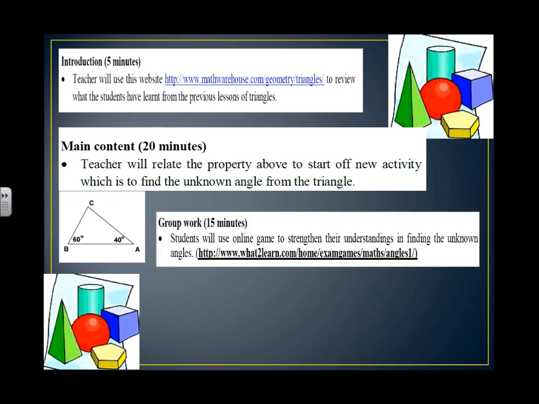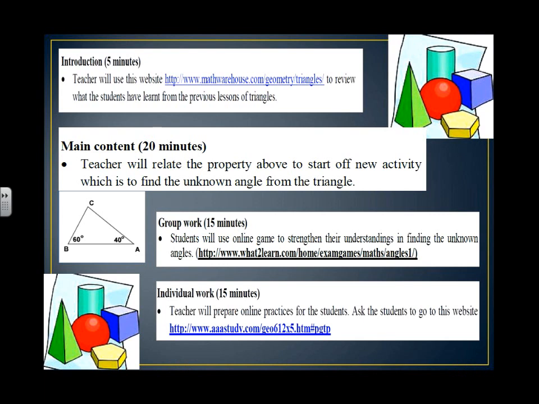In the group work, students will use an online game to strengthen their understanding in finding the unknown angles using the following website. In this game, the student will need to work out how many degrees are in certain angles. The student will study each diagram carefully before giving the answer. They cannot measure the angles as they have not been drawn accurately.